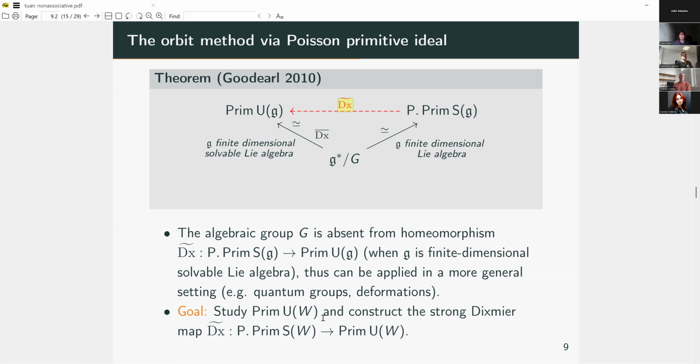Yeah, but if there's time at the end, I'll explain how it works for the Virasoro. So we want to study the primitive spectrum of U(W) and construct the strong Dixmier map. This map, Dx twiddle, I'm going to call the strong Dixmier map. And construct the strong Dixmier map Dx twiddle from the Poisson primitive spectrum S(W) to the primitive spectrum of U(W). Right. Are there any questions for this?